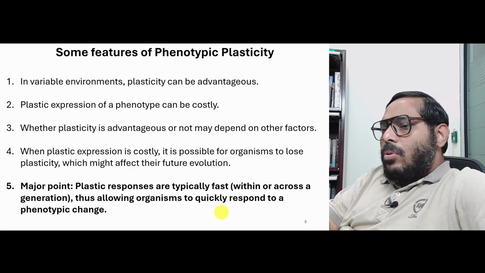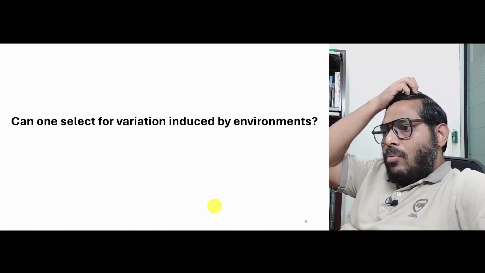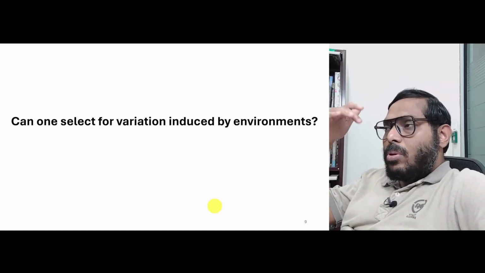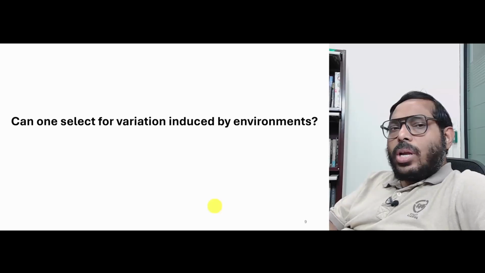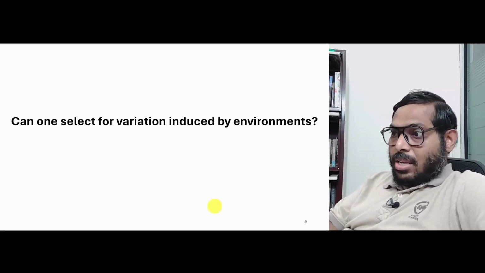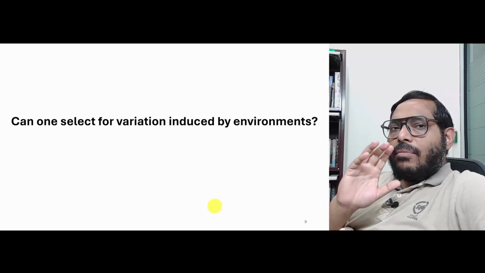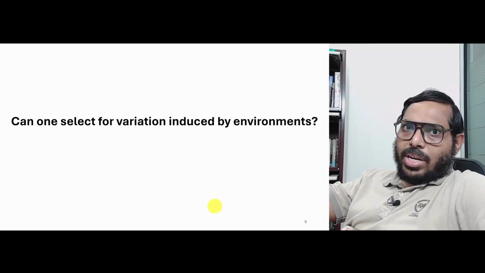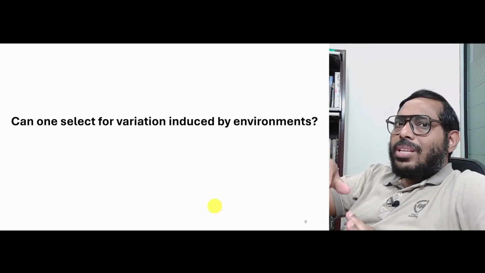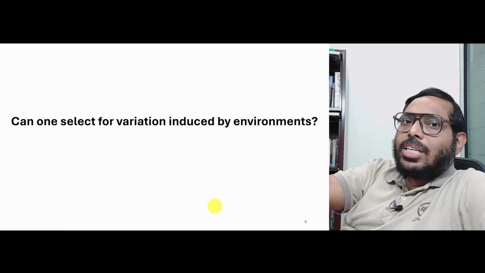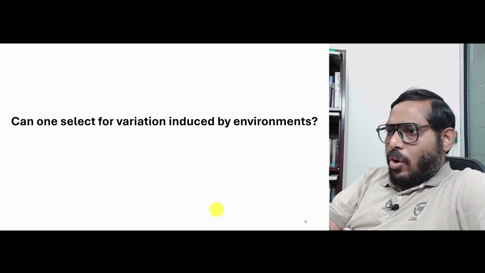Now, if you have followed till this point, then you are obviously going to think that this looks like a Lamarckian inheritance, because here you have ended up inducing a variation through environment, and now you are trying to select for it. Then does it not mean that this is inheritance of acquired characters or selection on acquired characters? Not exactly, and I will tell you why not.